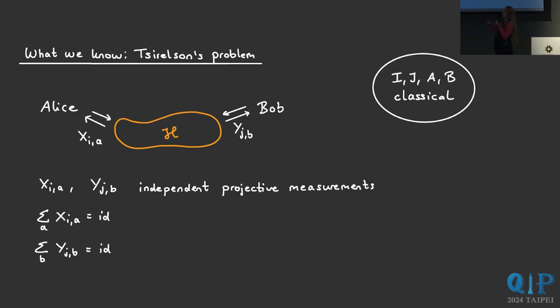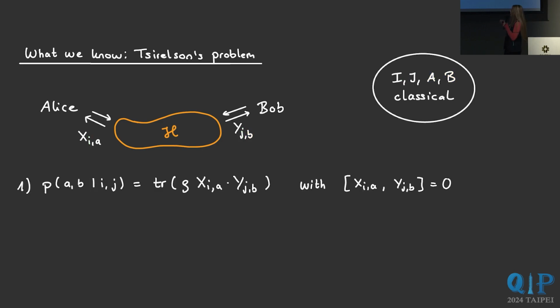If the input and output systems are classical systems, then the operations that Alice and Bob perform are measurements on the system. In this setting, we're looking at independent projective measurements that describe Alice and Bob's operations. They in particular have the property that they sum up to the identity, which we will need later in the talk. If these systems are classical, then I and J describe the choice of measurement for Alice and Bob, and A and B are the classical outputs.